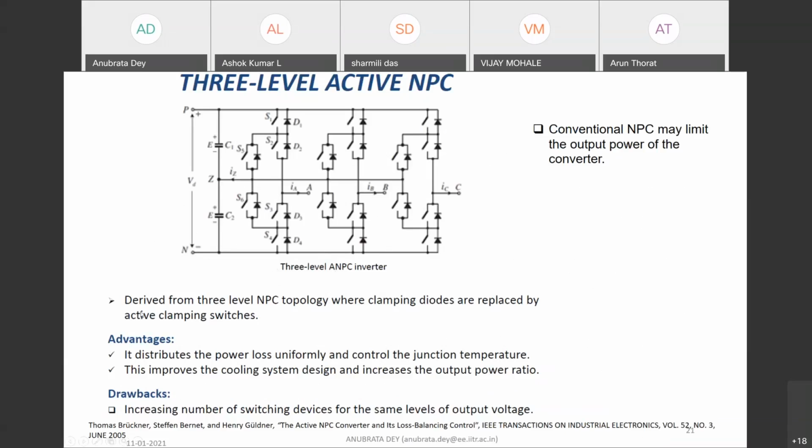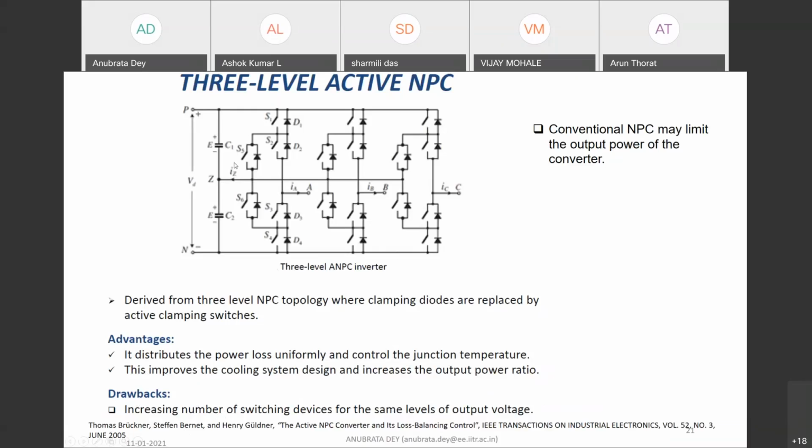I'm not spending much time on this, but the advantage of this is that it distributes the power loss uniformly and controls the junction temperature. It improves the cooling system design and increases the output power ratio. So these are the references. All these points you'll get in this reference, but it comes with one drawback: an increased number of switching devices.